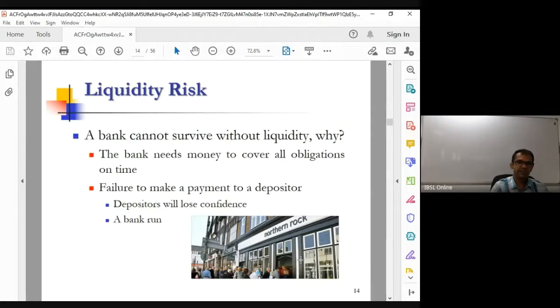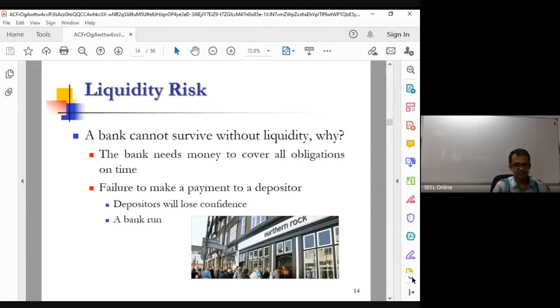The main characteristic is this confidence. Depositors have confidence in the bank that the bank will give my money back. That's why we place deposits with the bank. The moment you lose that confidence, everybody will start to withdraw money. Any bank in the world cannot meet that requirement.